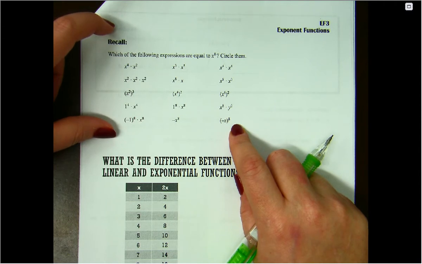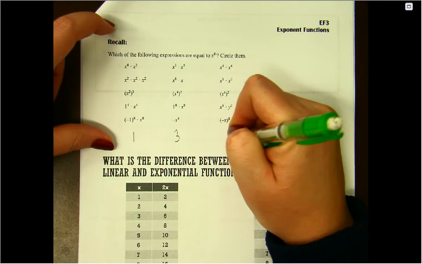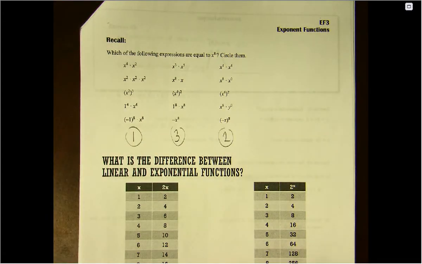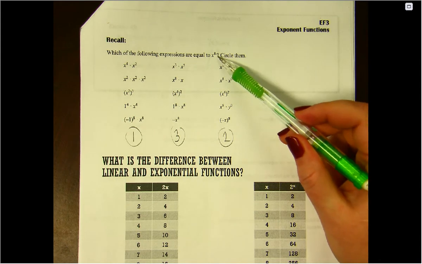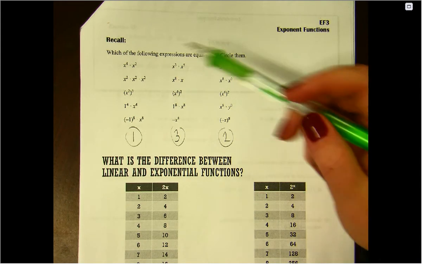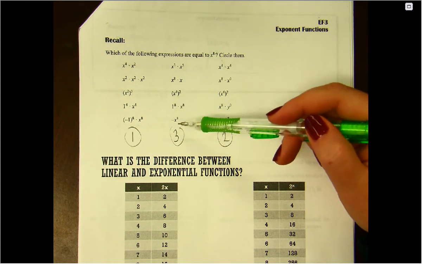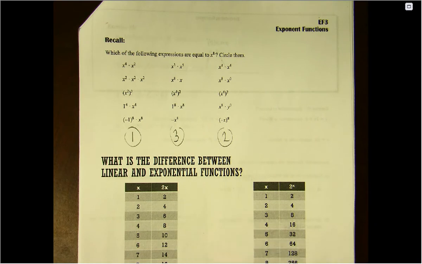I will tell you that there are 1, 2, 3, 4, 5, 6. There's 1 in this row, there are 3 in this row, and there are 2 in this row. Okay, so what you're looking for are which of these expressions are equal to x to the 8th. So there's 1 in this column, 3 in this column, and 2 in this column that are equivalent to that. There's going to be a little recall in your homework, so if you have questions, make sure to ask us.